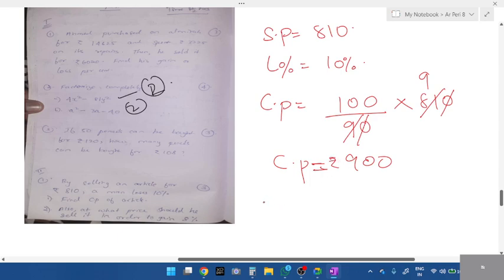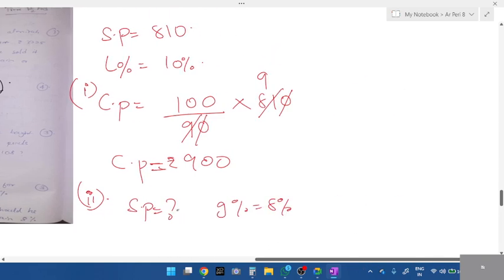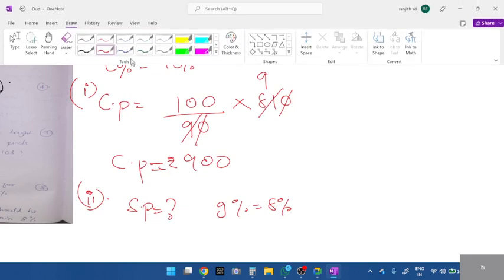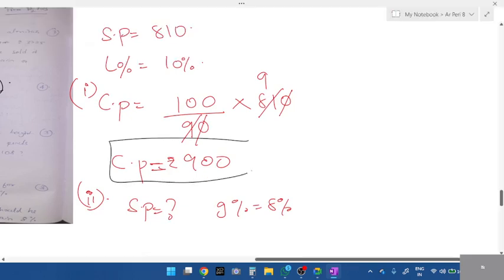If cost price is 900, what is the second part of the question? What is the second part we need to find, students? You need to find the selling price when gain is equal to 8%. Take this cost price and solve for the second one. What is the selling price formula when gain is given? 100 plus gain. 100 plus 8 is?